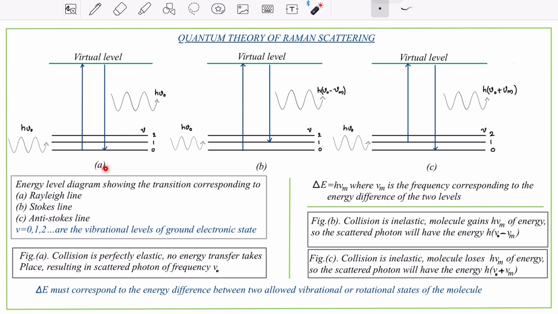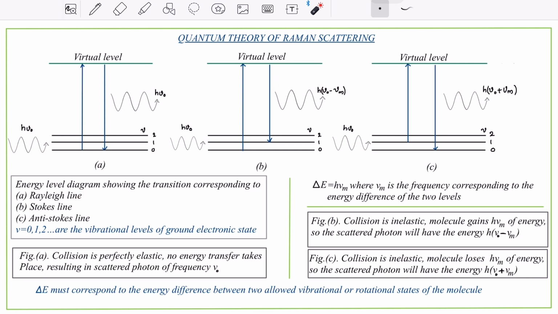Now let us consider figure A. In figure A, as I specified, the molecular system absorbs an amount of radiation h nu 0, undergoes a transition from ground level to virtual level, then it returns to the original state by the emission of the same amount of radiation. That is, we can say that the collision is perfectly elastic. No energy transfer takes place. The molecule does not absorb any energy, resulting in a scattered photon of frequency nu 0. Correspondingly, you will get a spectral line that is called the Rayleigh line.